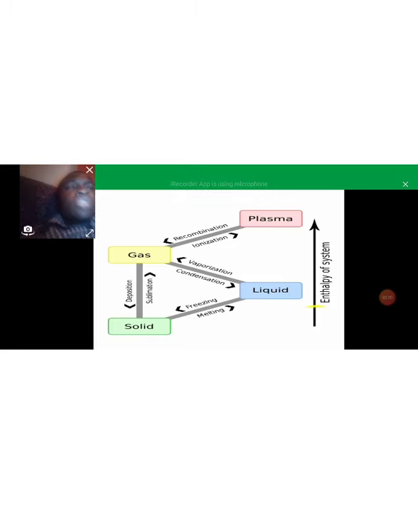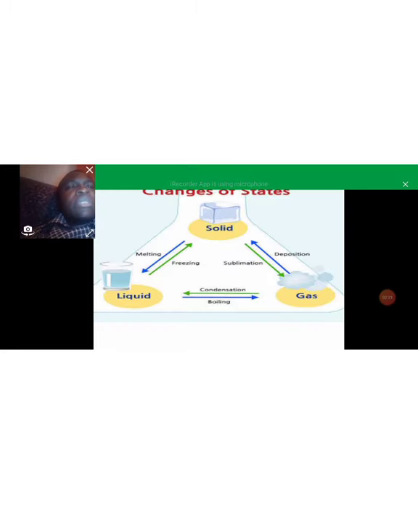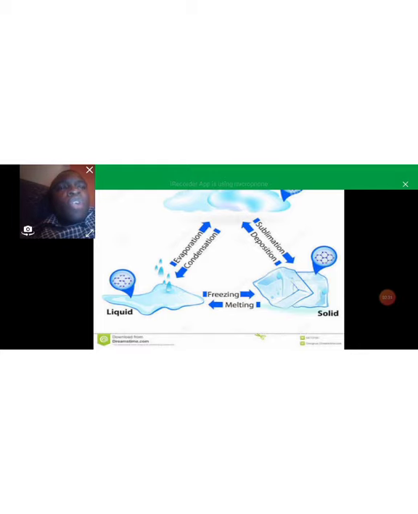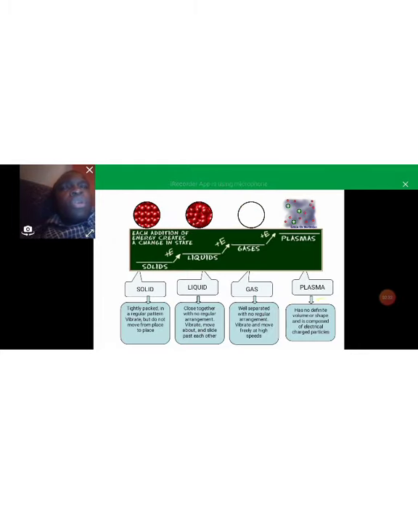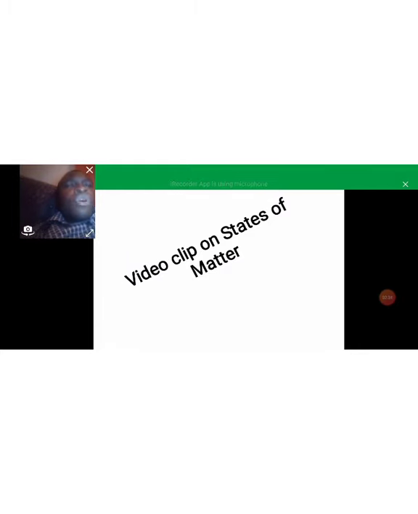The same thing applies to this diagram. The same thing applies to this. Also, look at the arrow. The arrow is indicating what? The change of what? Of state. Put this at the back of your mind. Now, before I round off my class, let me play you another brief clip on the state of matter.